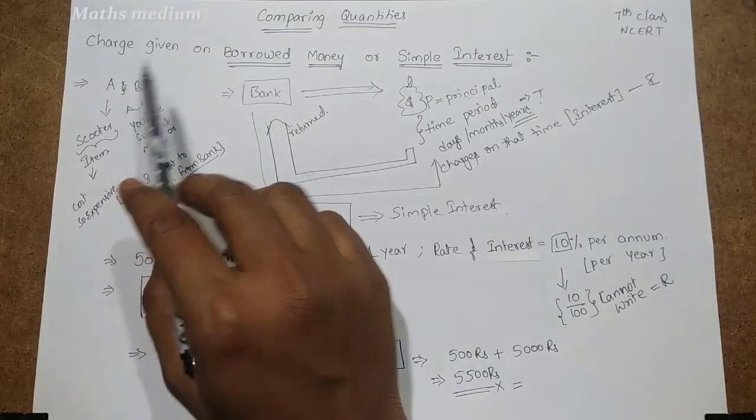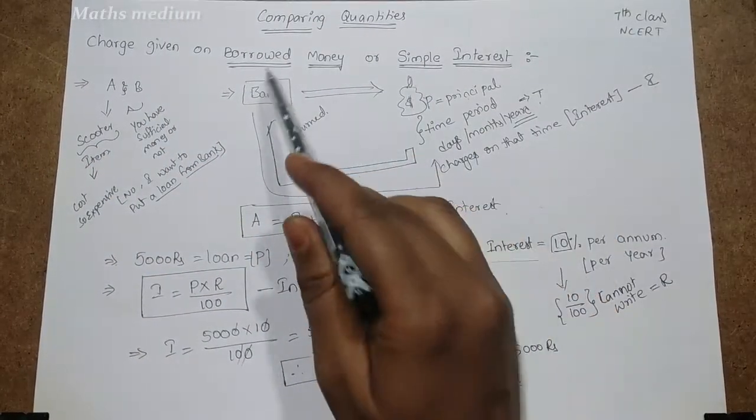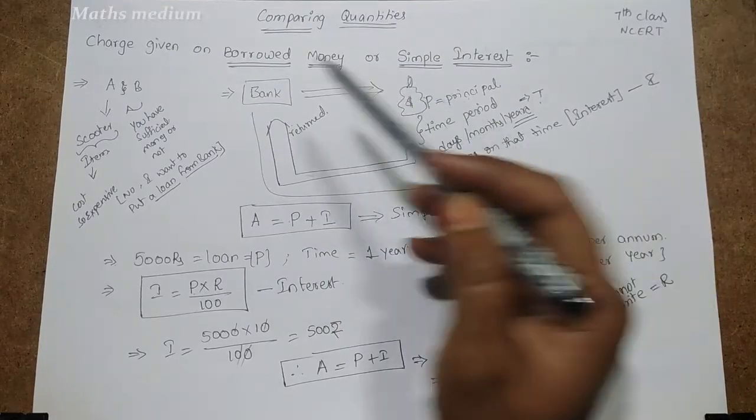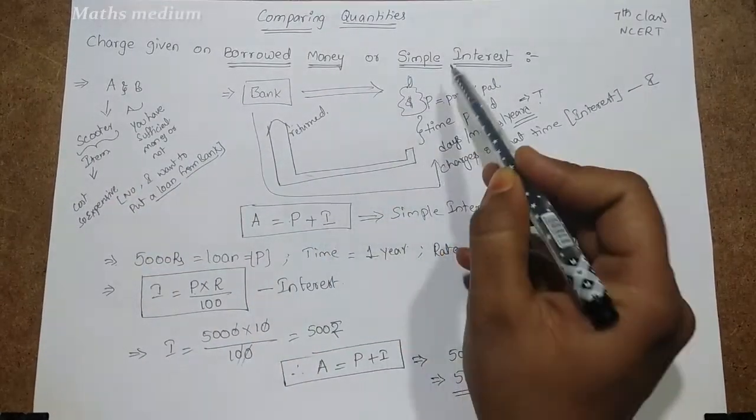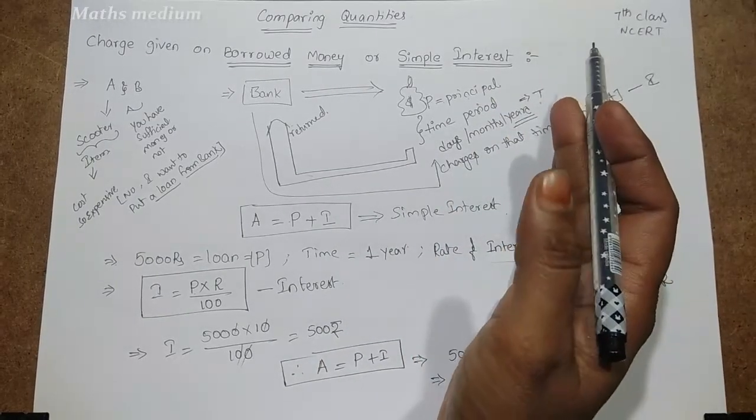In the starting of the video I told you: charge, borrowed money, simple interest. Here borrowed money is this, the charge is the interest, and simple interest is by combining these two. So this is about this session.